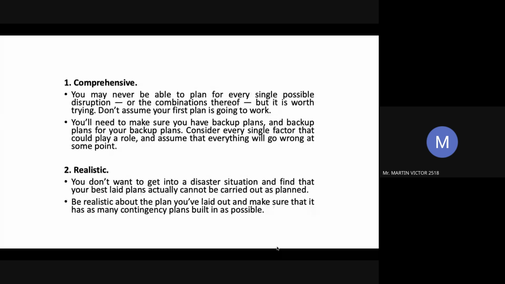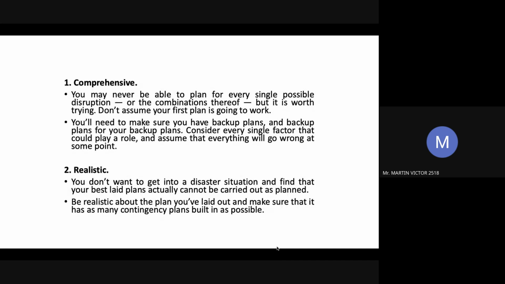So it is worth trying. We need to make sure that we have backup plans and backup plans for our backup plans. I think you are getting the point. We have to consider every single factor that could play a role and assume that everything will go wrong at some point. So we have to try, and we should have many alternative plans.